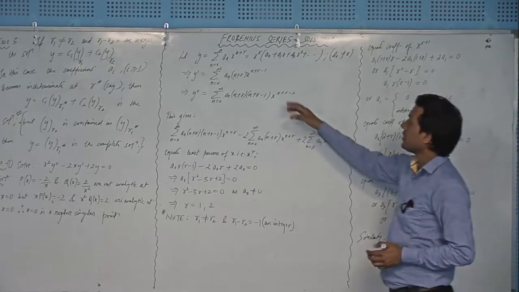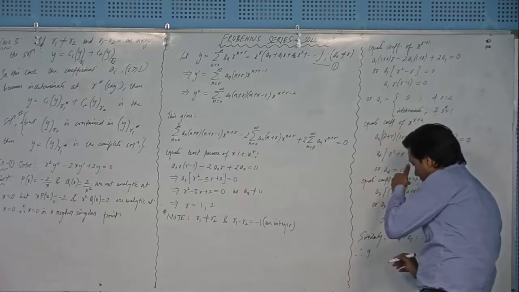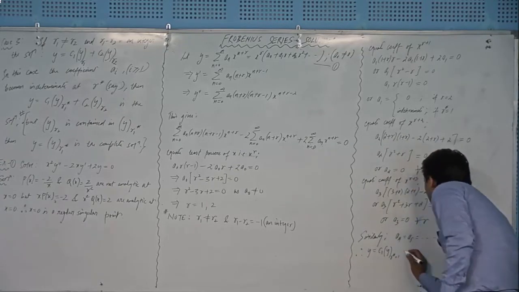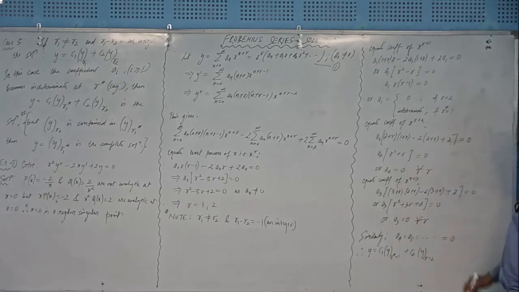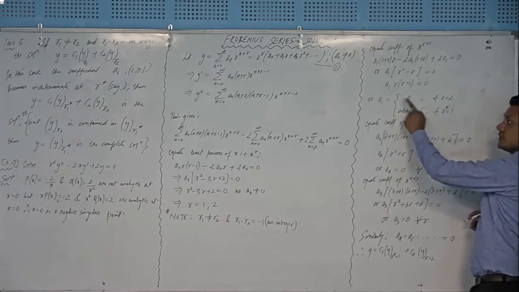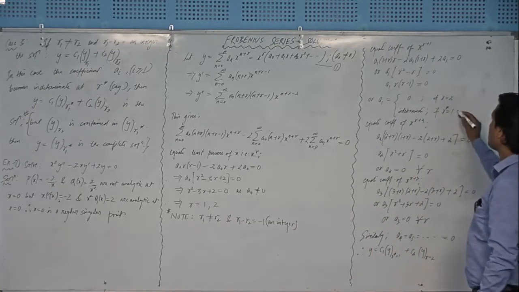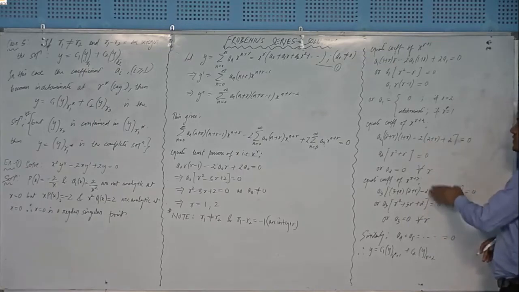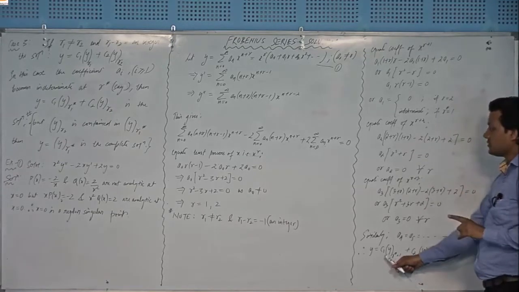This is my y, and I will call this equation number 1. So y equals c1 times y at r star, which is 1, plus c2 times y at r equal to 2. I will put these coefficients here. First, you have to obtain y when r star equals 1. This is my r star: a0 is not known, a1 is indeterminate so it remains a1, and a2, a3 and all coefficients from a2 onwards are 0. But a0 and a1 will be present in my solution.